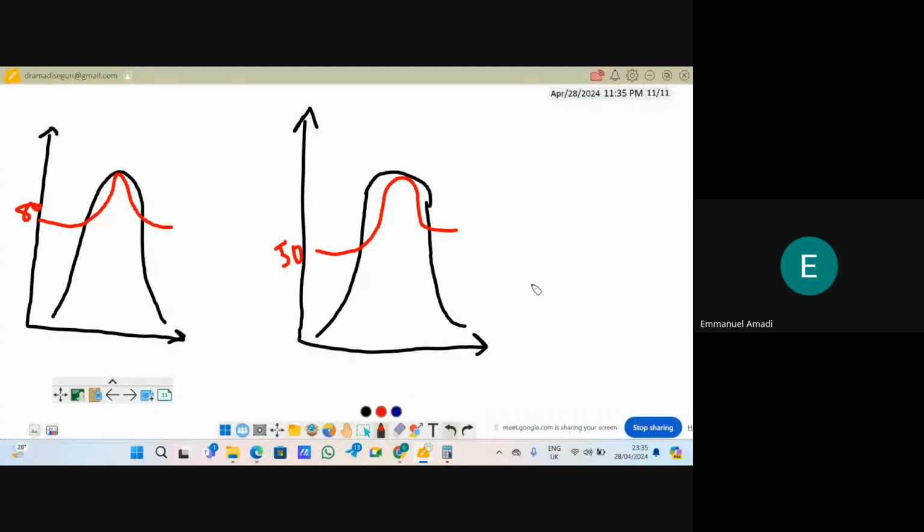Let me just give you this illustration. Imagine I give you 20 liters of fluid for you to carry on your head, and I now reduce that fluid to like 10 liters. Which one do you think will have more pressure on your head? It is when you were carrying the 20 liters of fluid. The more the volume, the higher the pressure. That is like a norm.